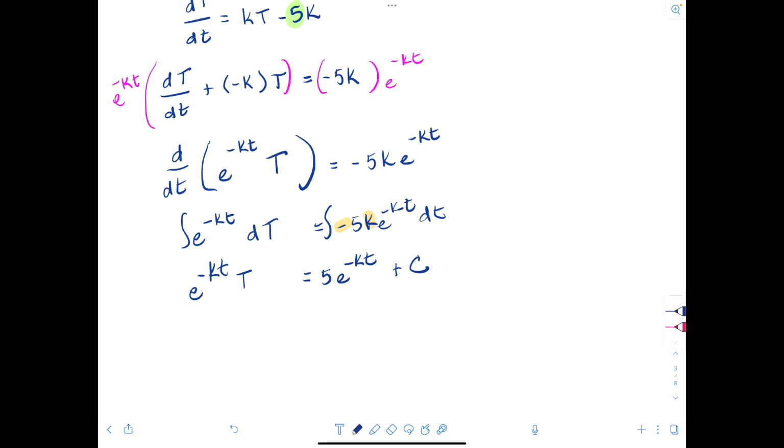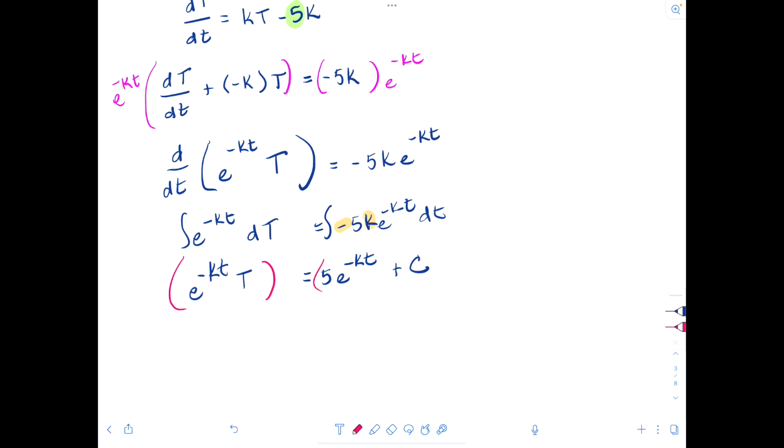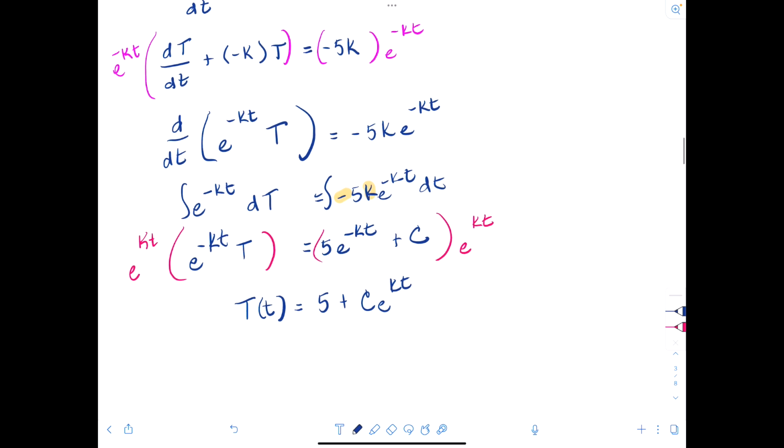Now we want to multiply both sides by e to the positive kt to isolate that T for temperature. And when we do so, we'll have T is equal to 5, because e to the negative kt times e to the positive kt is 1, and then plus C e to the kt. And again, if you want to write that as the temperature at time t, you can do so.